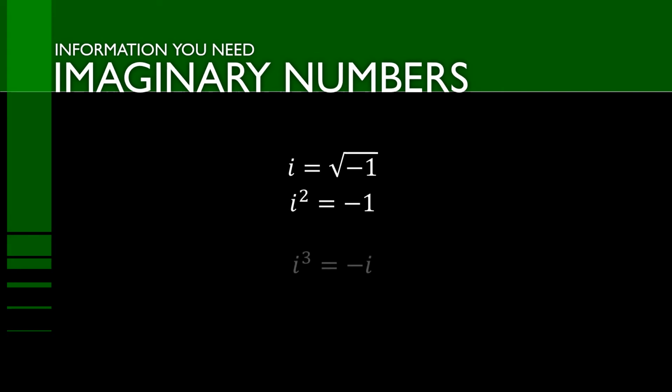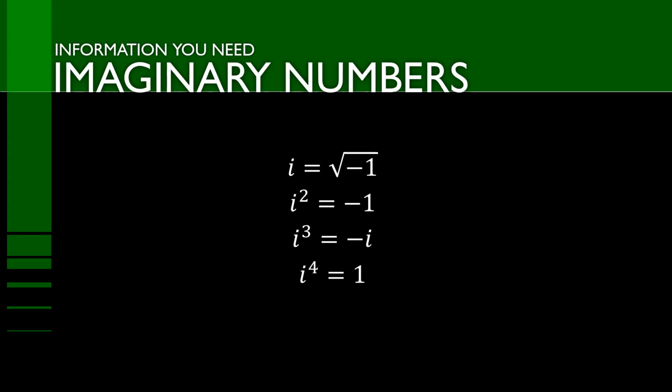Then anytime that we have i cubed, that is negative i, because i cubed is simply i squared times i. So we get the square root of negative 1, which is i, times negative 1, because that's our replacement for i squared, and so we get negative i. Then i to the fourth is the same thing as i squared times i squared, and since i squared is equal to negative 1, negative 1 times negative 1 is 1.